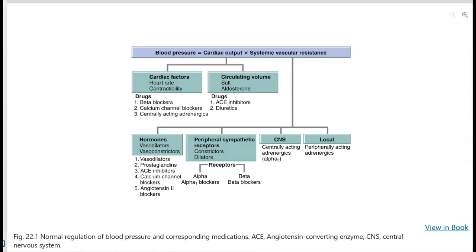This is figure 22.1 on page 336 from your textbook. As you can see, many factors affect blood pressure, such as volume of blood, viscosity of blood, resistance in the vessels, and so on. Blood pressure is regulated by cardiac factors including heart rate and contractility, circulating blood volume influenced by salt and aldosterone, hormones that cause vasoconstriction and vasodilation, peripheral sympathetic receptors, central nervous system, and peripherally acting adrenergics.